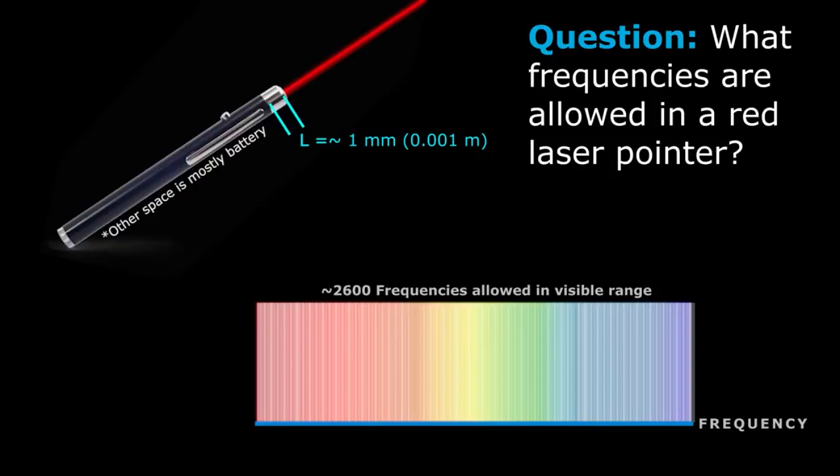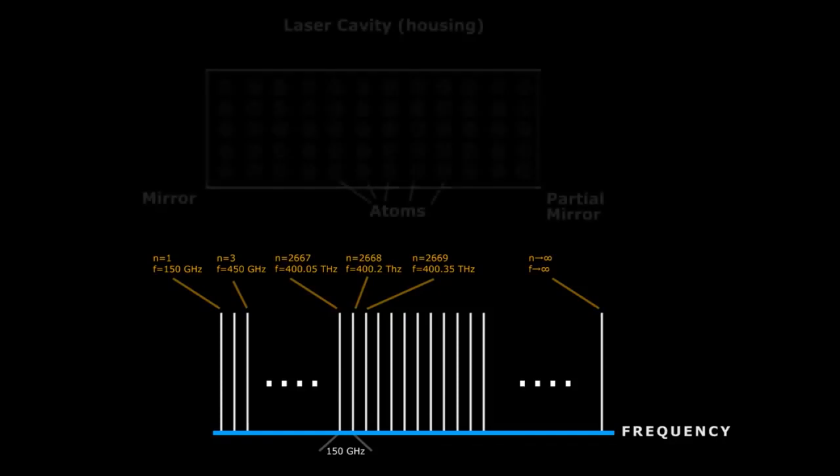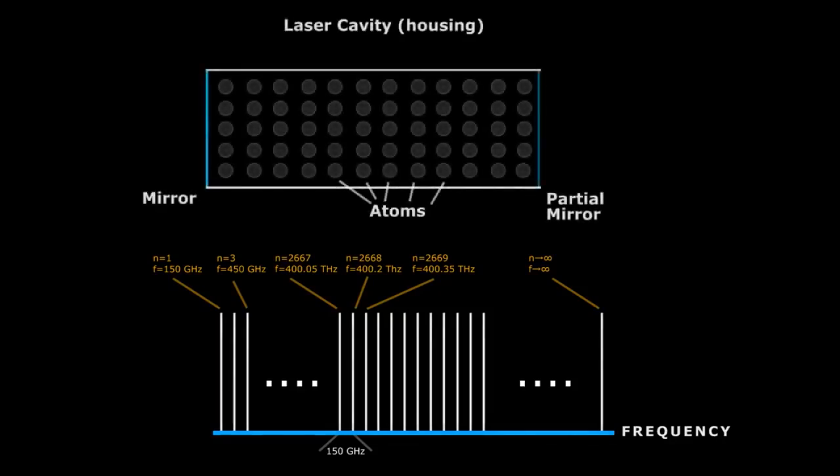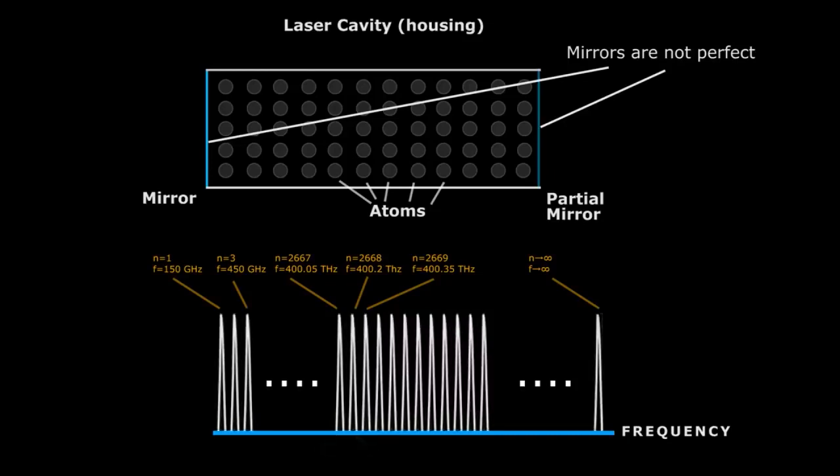Now, there is slightly more to the story about these allowed frequency lines. We have assumed the mirrors are perfect, which is practically impossible. The imperfectness of the mirrors and other slight variations add a thickness to the frequency lines. The actual allowed frequencies in a laser cavity look like this. Again, this is due to imperfections.